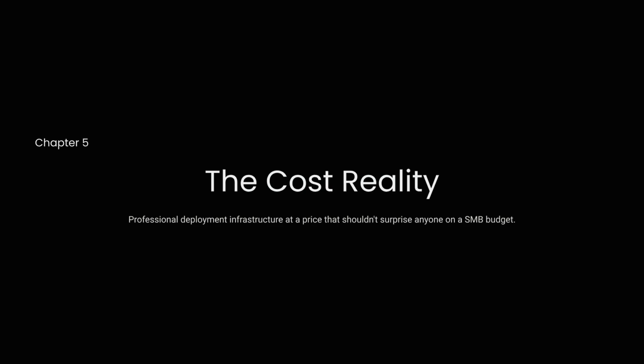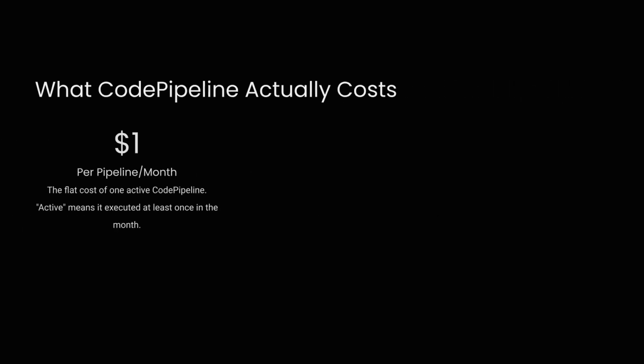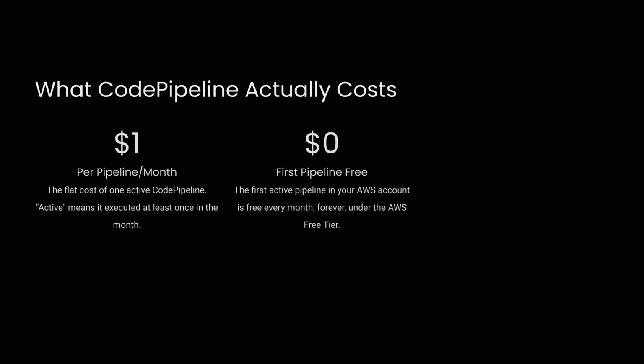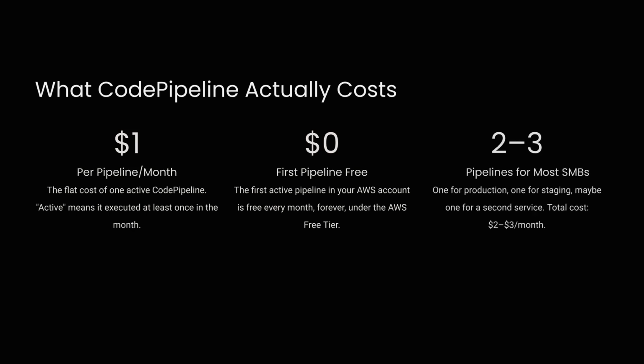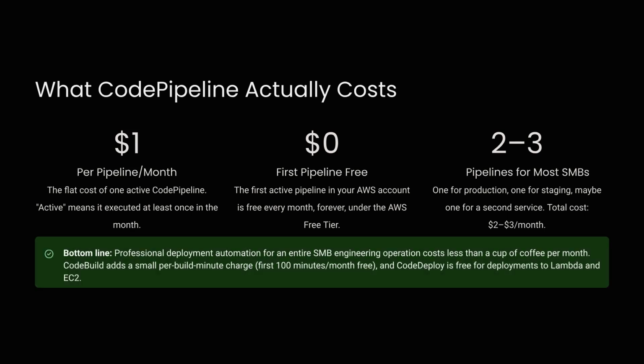Chapter 5 discusses the cost reality. Professional deployment infrastructure can be achieved at a price that fits an SMB budget. CodePipeline costs $1 per active pipeline per month, with the first active pipeline being free forever under the AWS free tier. Most SMBs need only 2 or 3 pipelines, one for production and one for staging, costing only $2 to $3 per month. Overall, professional deployment automation costs less than a cup of coffee per month.